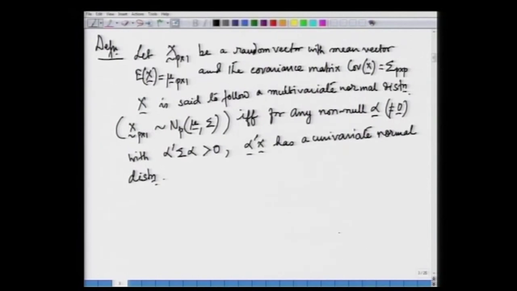Now, you can probably realize why this restriction has been put in place, that alpha prime sigma alpha is strictly greater than 0. This is required so that the variance of alpha prime x is not equal to 0, so that the random variable alpha prime x is non-degenerate. If the variance is equal to 0, we are going to have a degenerate random variable, and we would like to avoid a situation like that.